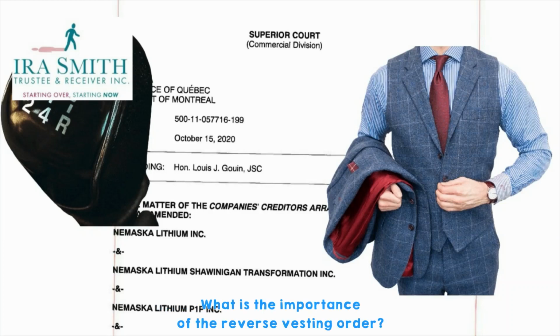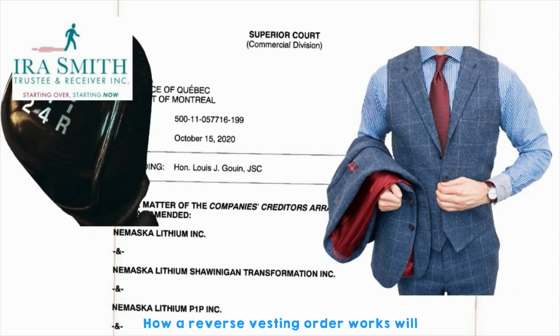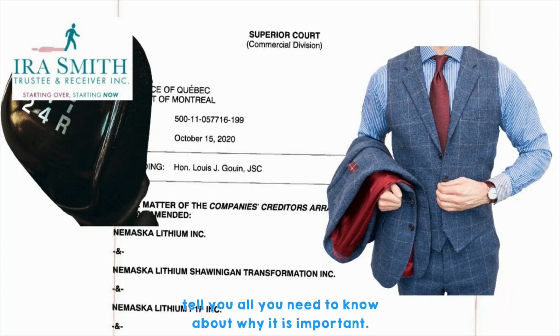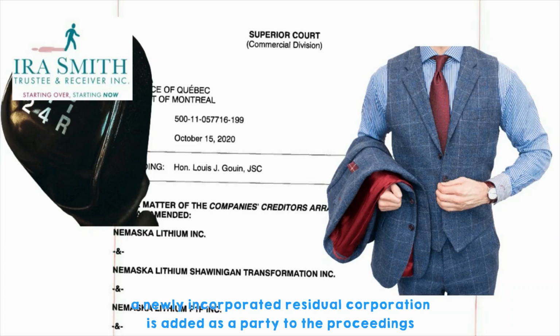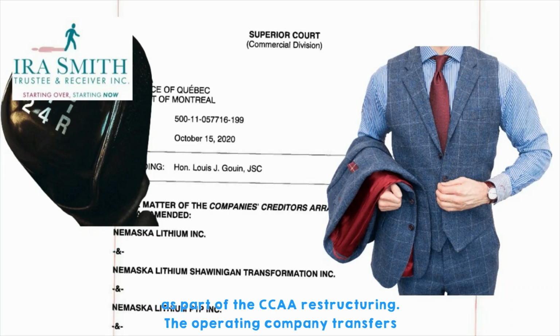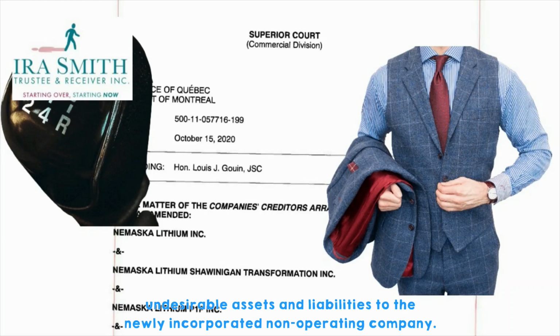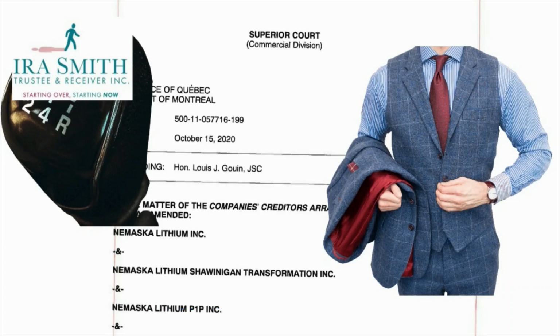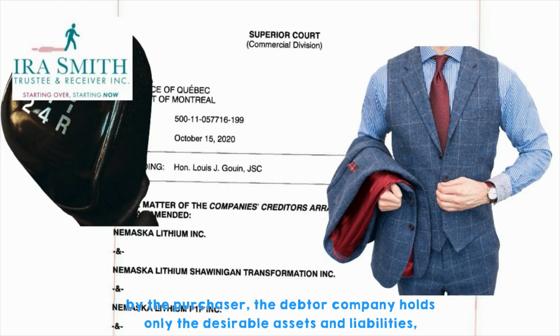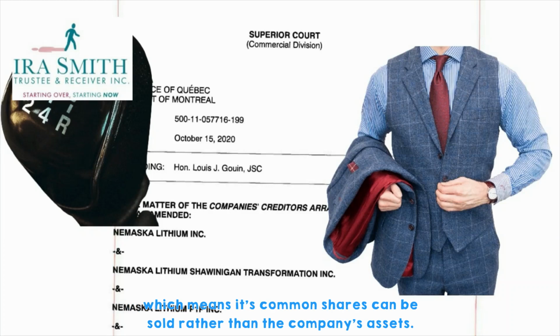What is the importance of the reverse vesting order? How a reverse vesting order works will tell you all you need to know about why it is important as a third restructuring tool. Under a reverse vesting order, a newly incorporated residual corporation is added as a party to the CCAA proceedings. As part of the CCAA restructuring, the operating debtor company transfers undesirable assets and liabilities to the newly incorporated non-operating company. With its assets and liabilities selected by the purchaser, the debtor company holds only the desirable assets and liabilities, which means its common shares can be sold rather than the company's assets.